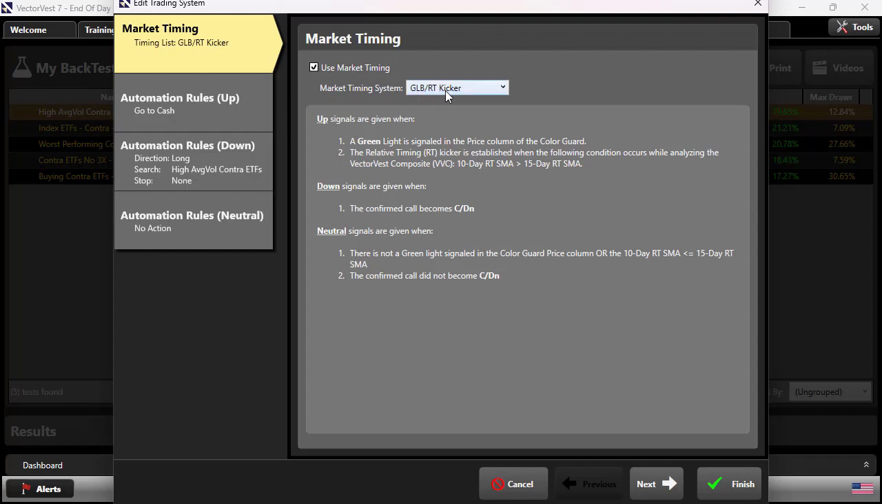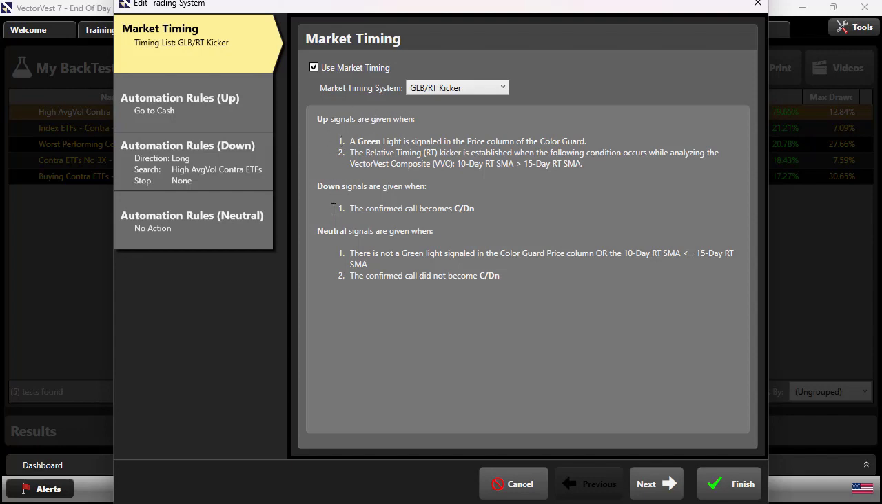First of all, we're using the Green Light Buyer RT Kicker timing signal. It has three conditions: up, down, and neutral. Up signals are given when a green light is signaled in the price column of the Color Guard, and the relative timing kicker is established when the following condition occurs while analyzing the VectorVest Composite. The 10-day moving average of RT is greater than the 15-day moving average of RT. SMA is a simple moving average. So that's the up signal.